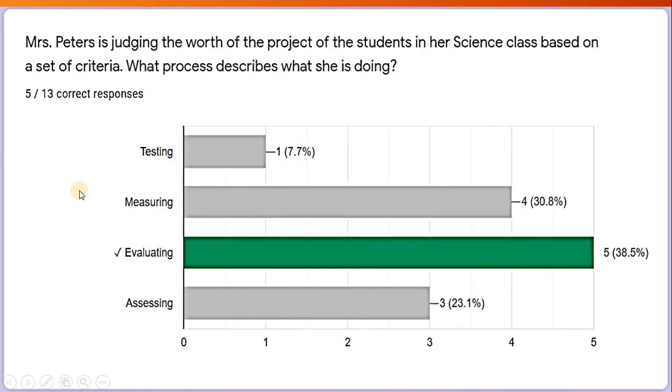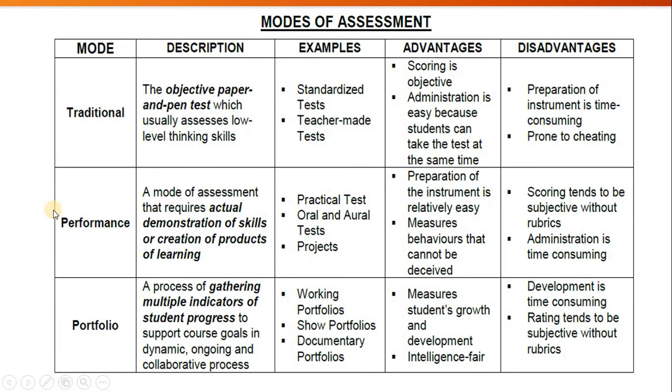Another question. Mrs. Peters is judging the worth of the project of the students in her science class based on a set of criteria. That's evaluating. So testing, measuring, and assessing are incorrect. Take note of the term judging. That's evaluating. We have modes of assessment. There are actually 3. There are only 3. The traditional, performance-based, and the portfolio.